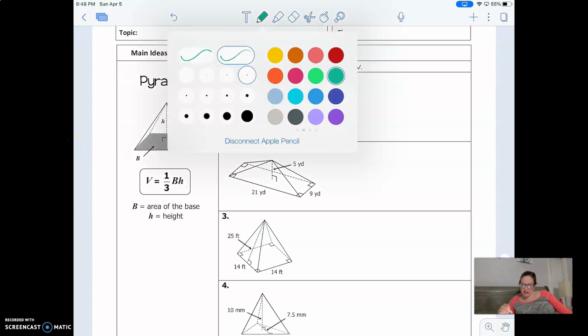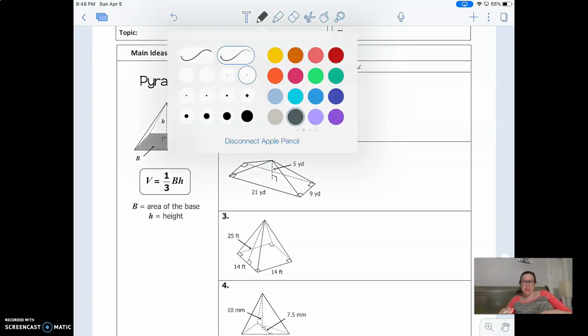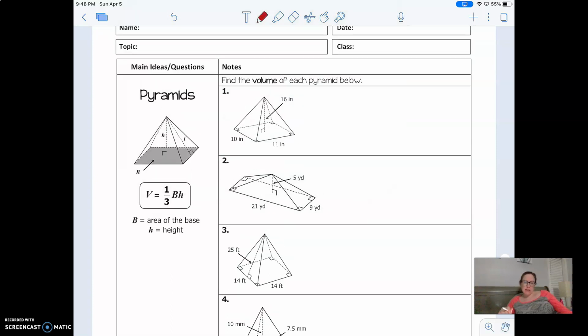Let's just dive right in here so we have plenty of time to do all the examples. We are now doing pyramids and cones, and then we'll do one little bit at the end here to help you with the homework. So let's do it.